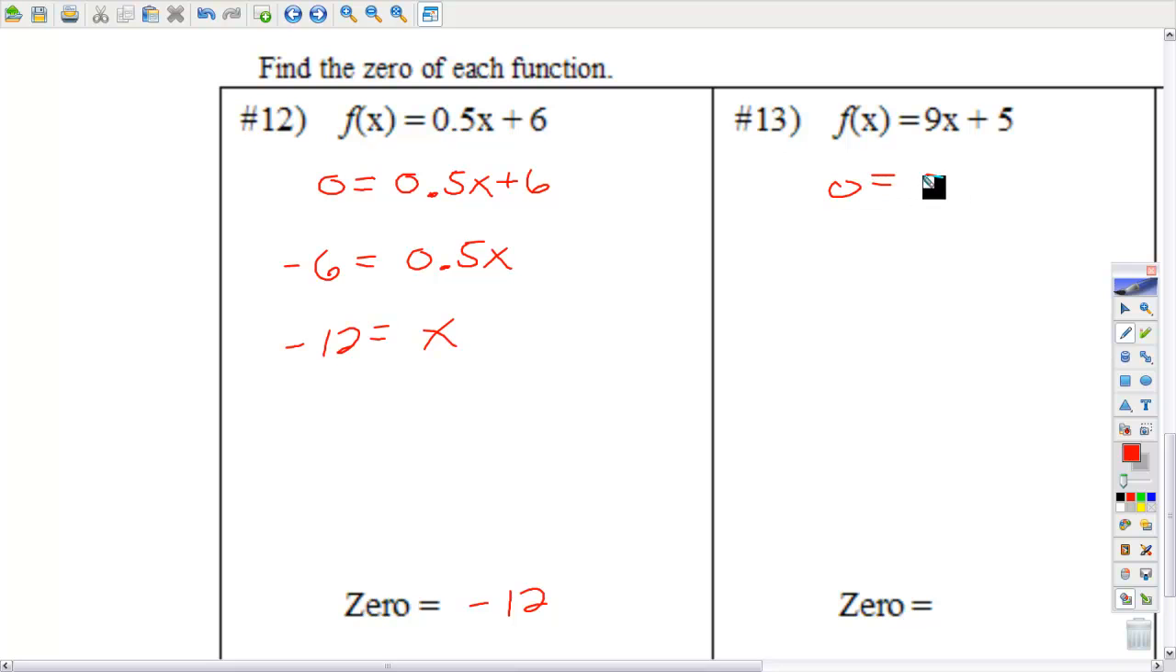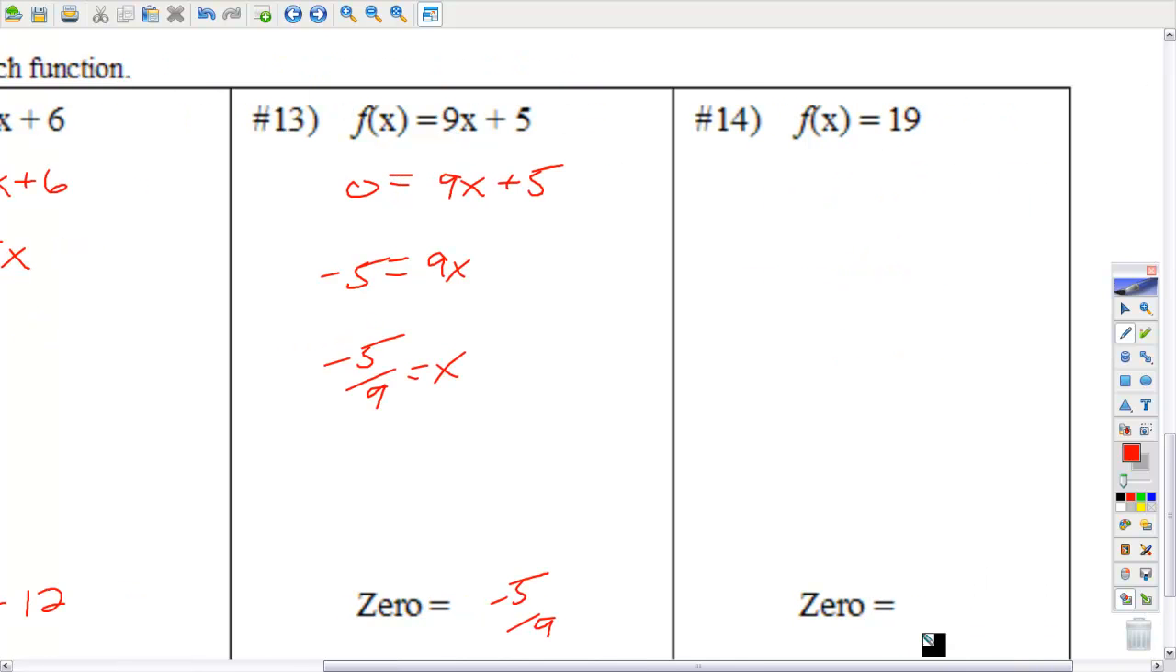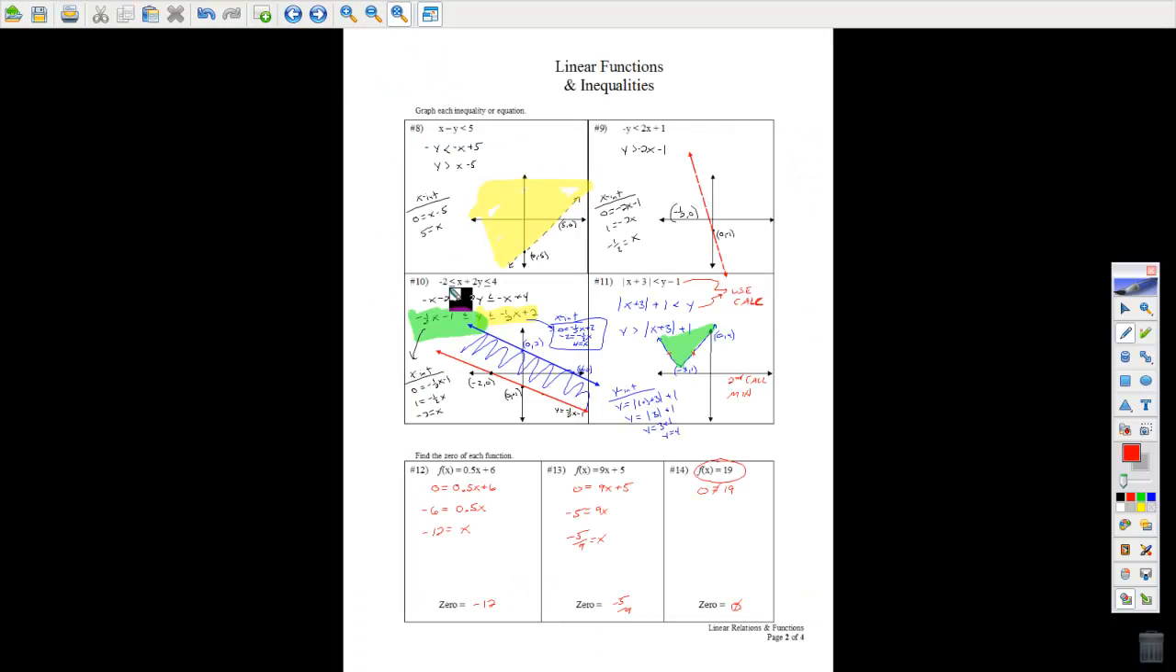Number 13, do it very similar. Put 0 in for y. Get x by itself. When you put 0 in, you get 0 equals 19. That's a false statement. If you get a false statement, that means there is no 0. This here is a horizontal line. Horizontal line will not cross the x-axis unless it is the x-axis, but this isn't because it's 19. It's 19 above the x-axis.